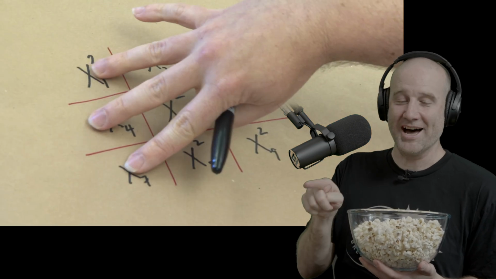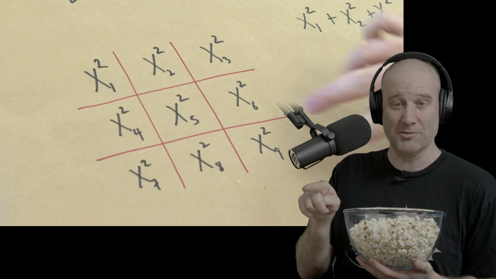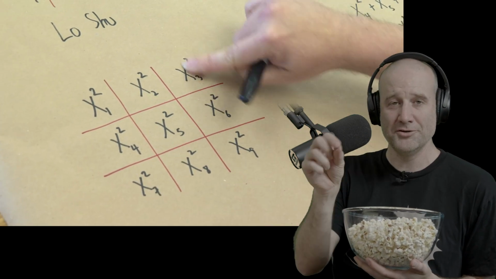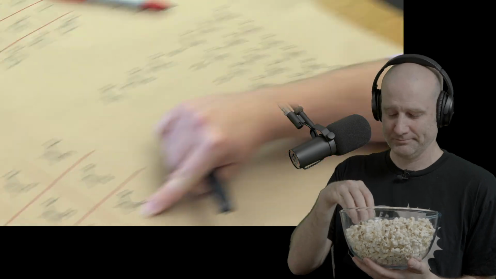But here's an important observation. So once I know that all 3 rows add up to the same number, and the first 2 columns add up to the same number as all the previous rows and columns, the last column has to add up to that same number too.